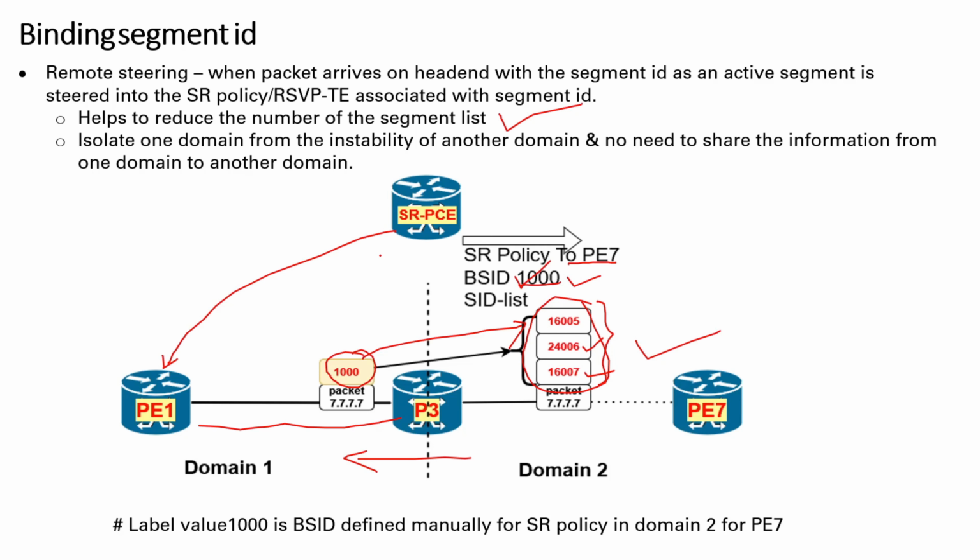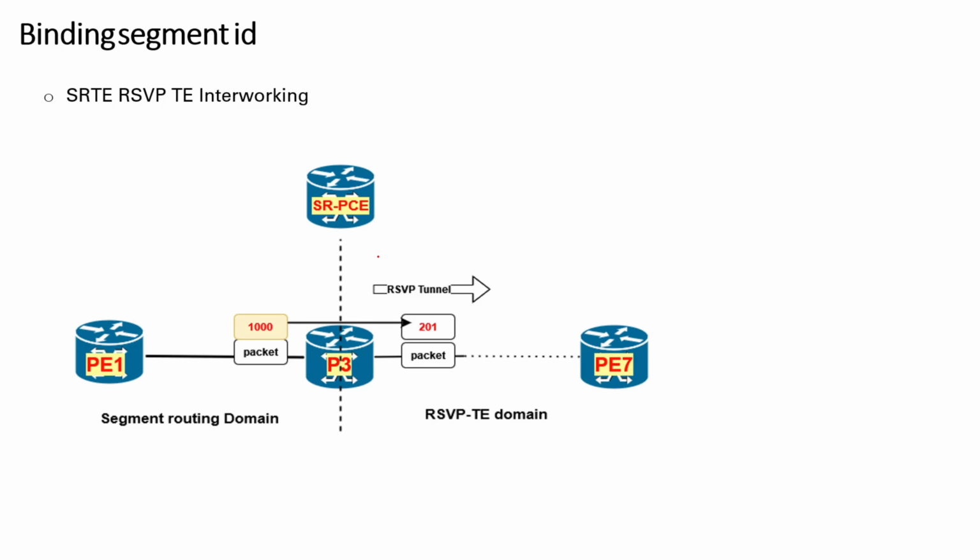One more use case is SR to RSVP-TE interworking. Let's see, I have two domains: one is the SR routing domain and the other is the RSVP-TE domain. In this domain I have configured the RSVP-TE, and for that RSVP-TE I have configured the binding SID as 1000.